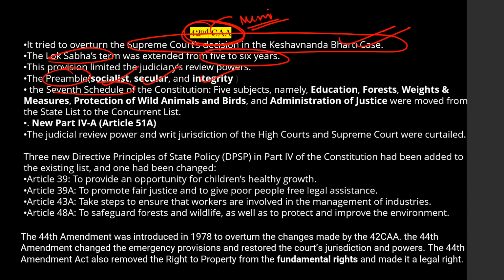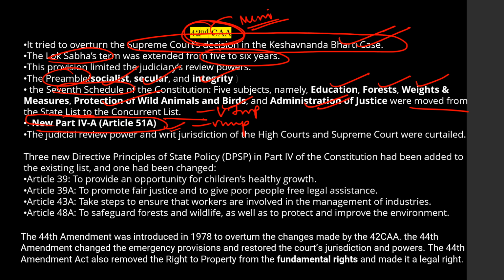Then the 7th schedule was amended. Education, forest, weights and measures, protection of wildlife, birds, and administration of justice were moved from the state list to the concurrent list. Very, very important. Next, new part 4A, Article 51A was added. This is very important, fundamental duties.